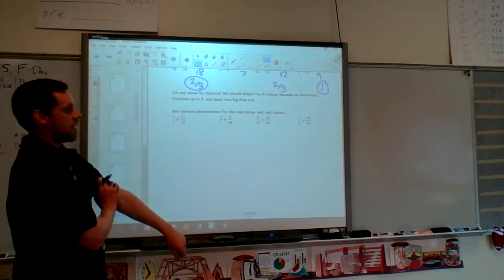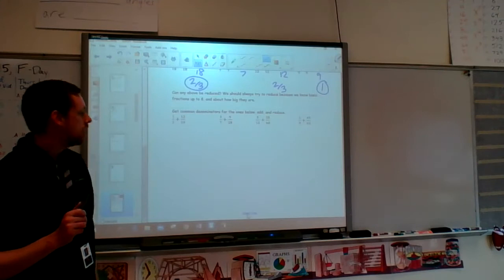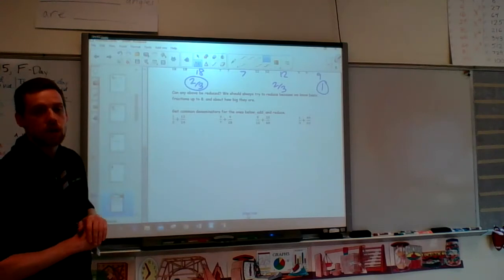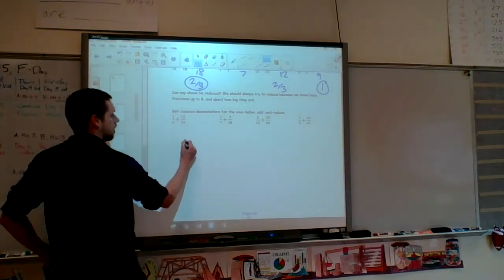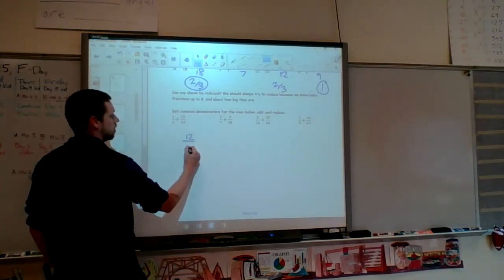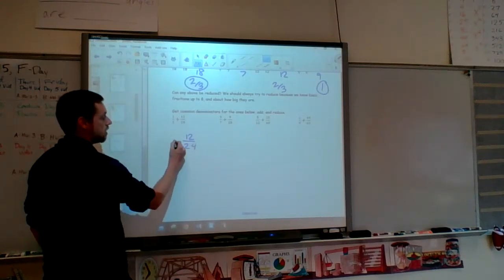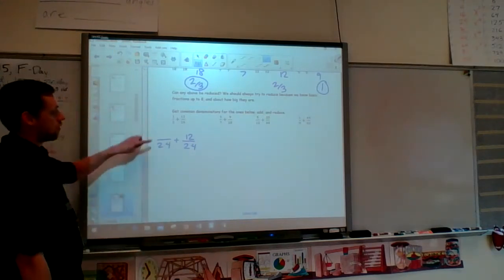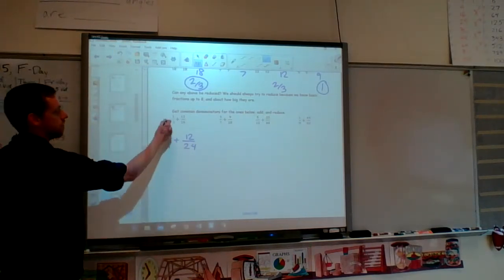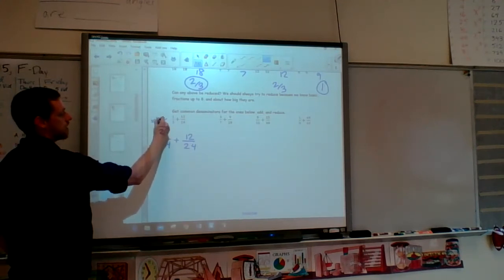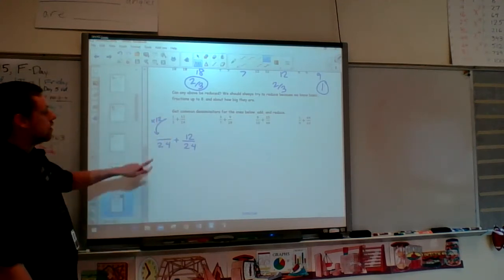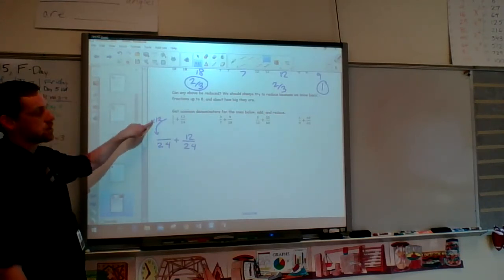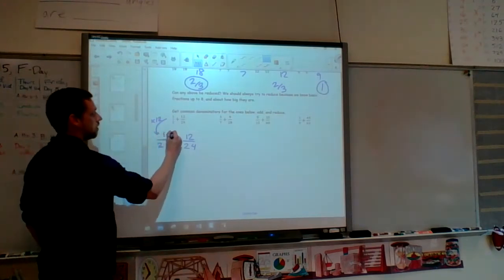So now with these ones on the bottom, I cannot add them until their denominators match. Okay, so we're going to use the strategy that we did yesterday. I'm going to try and turn the 2 into a 24. Okay, how does 2 turn into 24? I have to multiply it by 12. So 2 times 12 is 24. So what's 1 times 12? It's going to be 12.